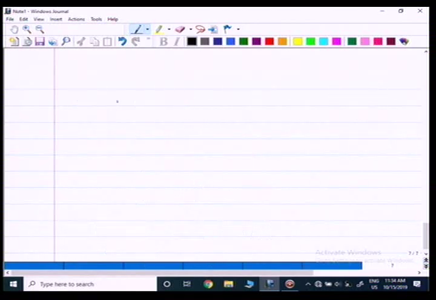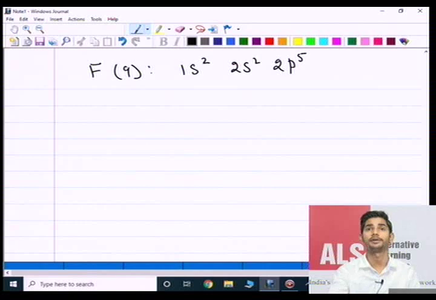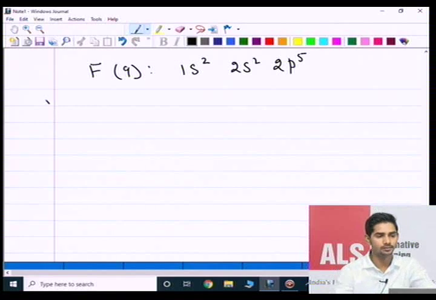Now, let's say suppose we have got fluorine, atomic number 9: 1s2, 2s2, 2p5. Sum the electrons, 2 plus 2, 4 plus 5, 9. This is how we write the electronic configurations. So guys, this is the question for you. Once again, we can do ionic species as well.